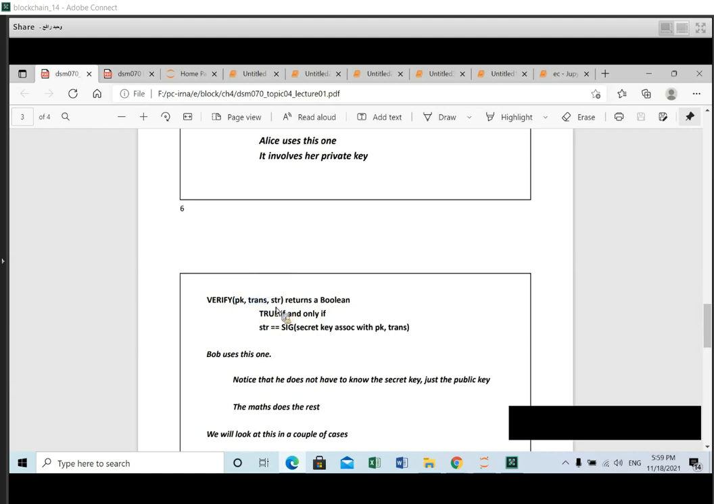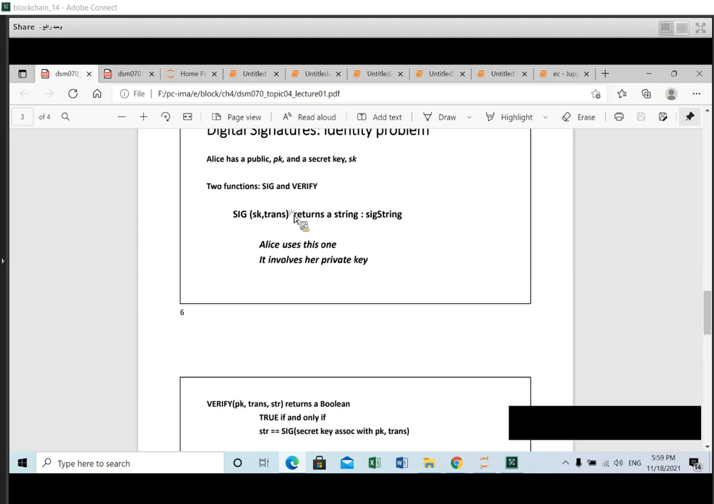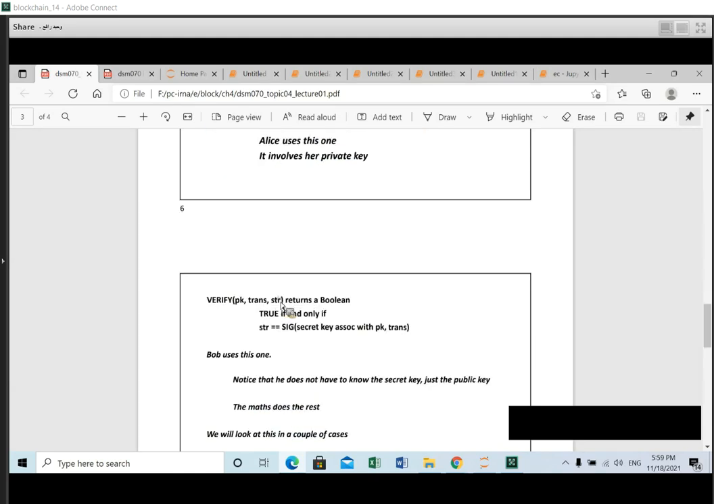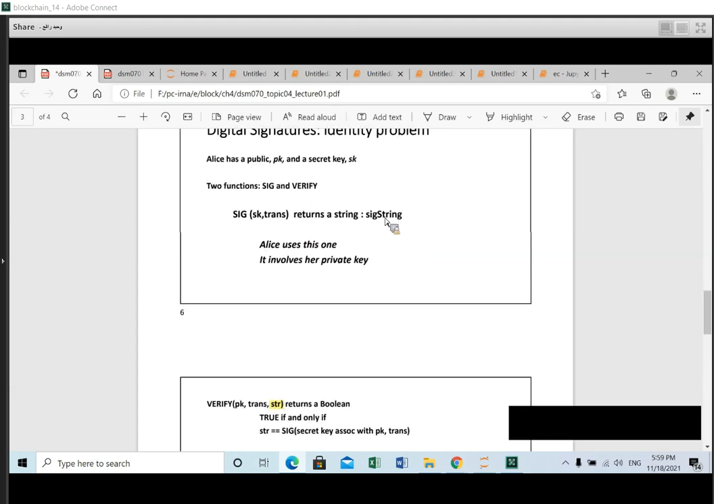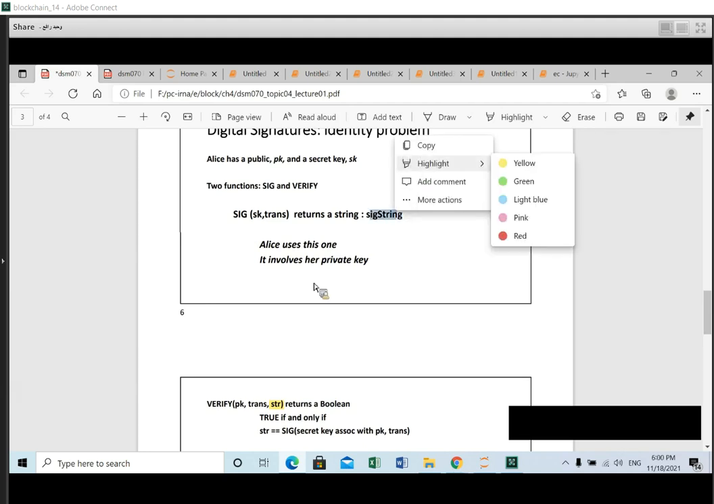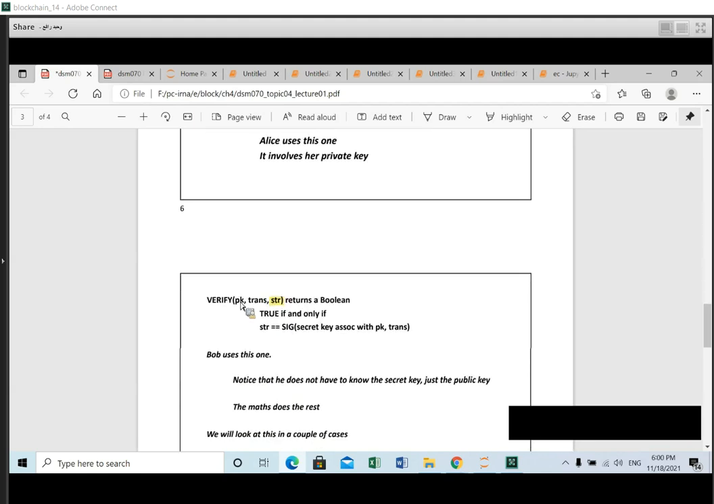And another function called verify. Verify takes a public key, a transaction, and a string. That string is the signature, which is created using this function, okay? So this str here is the output of this function, okay?